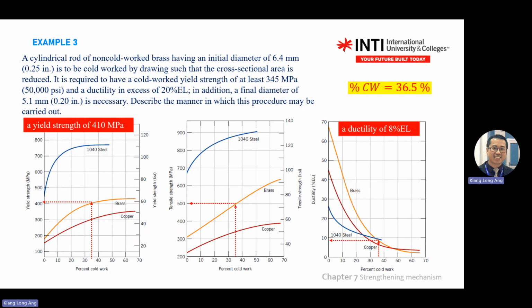When you deliver this, the tensile strength needs to be more than 345 megapascal. Ductility needs to be more than 20%. This is what the customer wants. He doesn't care what your process is. So what can you change? No, cannot. The customer wants to use brass.